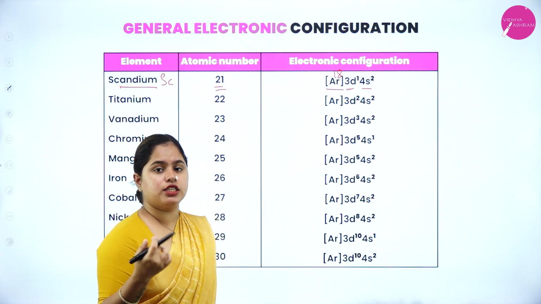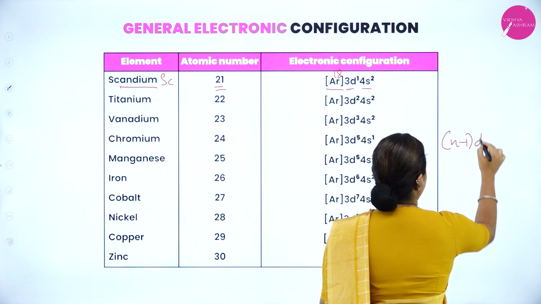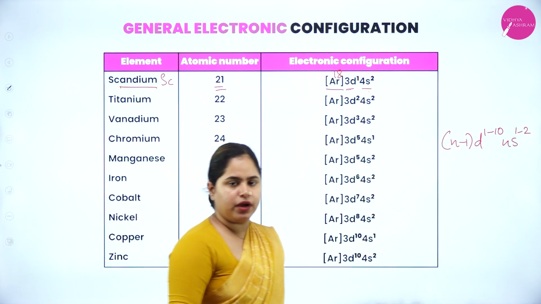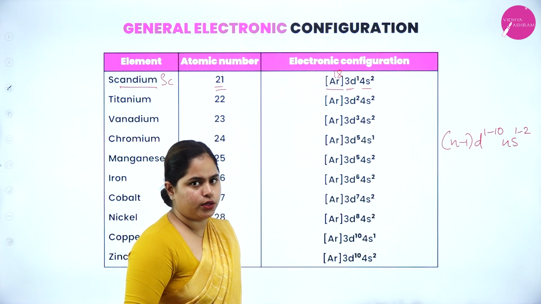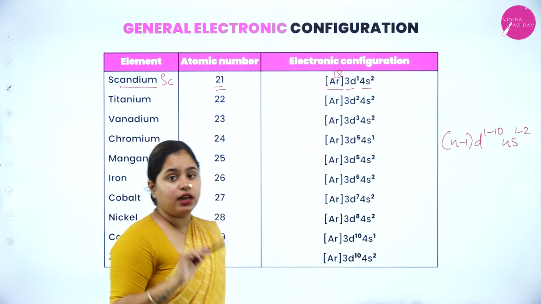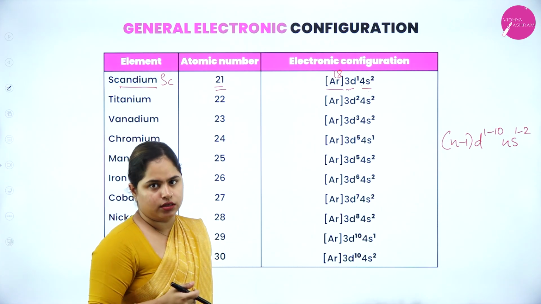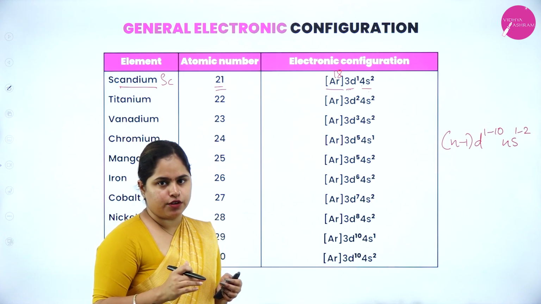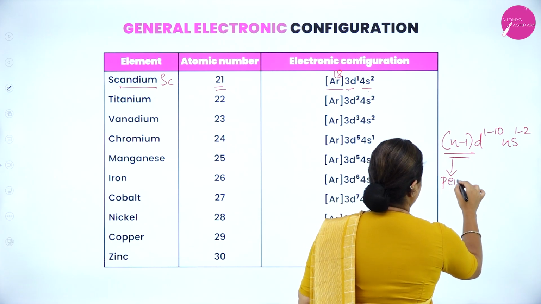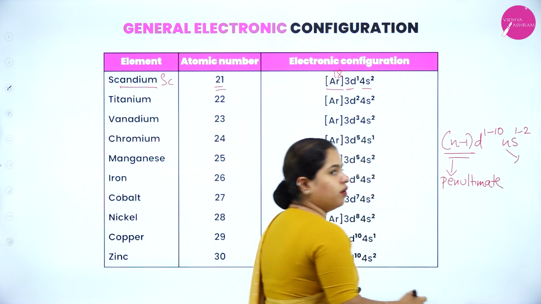So hence I can write the general electronic configuration of d block elements as (n-1)d 1 to 10 ns 1 to 2. Can I write like this? (n-1)d 1 to 10 ns 1 to 2. Why is it written n-1? So you can see the last shell which is present is the fourth shell, right? But the d orbital is in the third shell. So you have to understand this difference. This (n-1)d is called the penultimate shell. This is not the last shell. This is the penultimate shell, and this one is your valence shell, right?